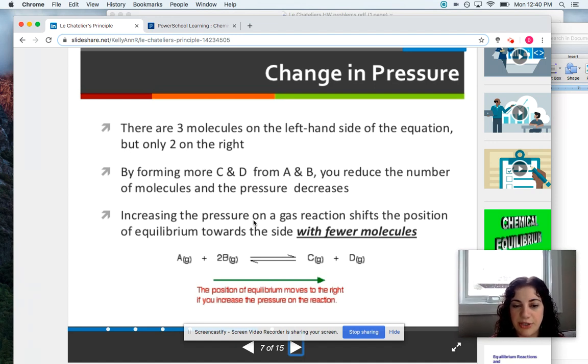So increasing the pressure on a gas reaction shifts the position of equilibrium towards the side with fewer molecules. Okay? Again, we increase the pressure, the equation's going to want to go in the direction where there's less molecules to decrease the pressure, right? So if we've got 1, 2, 3, and 1, 2, it's going to want to go this way to the right to reduce the pressure.